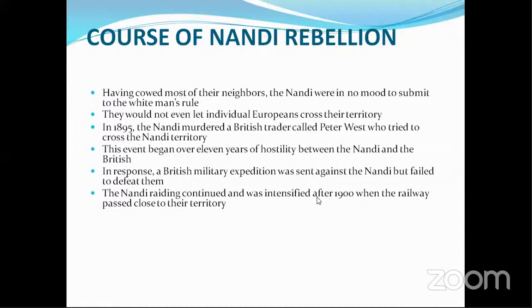Then we have this one also, that the Nandi raiding continued and was intensified after 1900, when the railway passed close to their territory. Now here they remembered the prophecy of Kimnyole, that there will be an iron snake. An iron snake will come to our land here. And of course, they were like, even if this was prophesied by our religious leader, we should fight against these people who have come with this iron snake here. Of course, we are talking about the railway line.